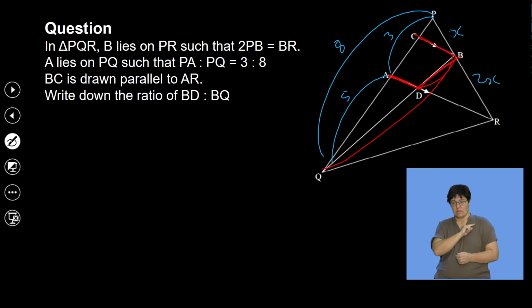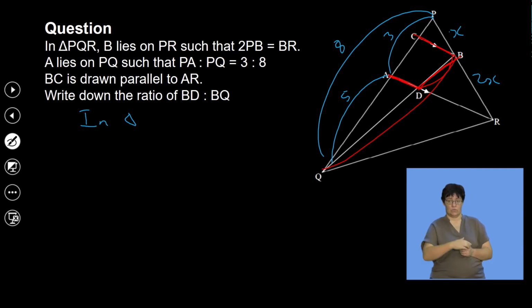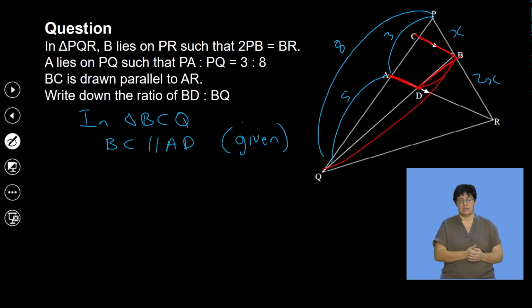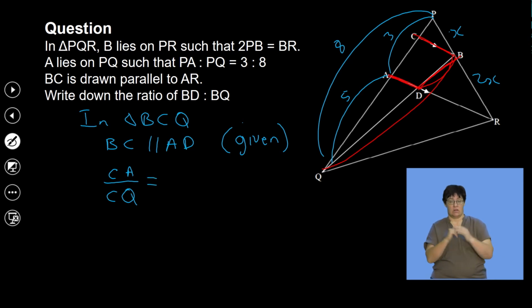So I will therefore say in triangle BCQ, right? I know that there's proportionalities that are there. So I will say BC is parallel to AD. Why? I was given this, right? And if that is the case, it means that my CA over CQ is equal to the BD over BQ.